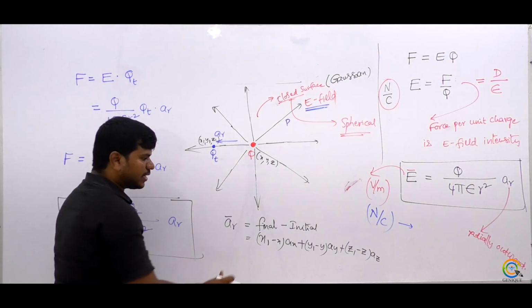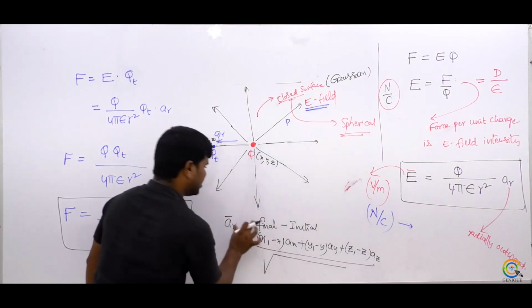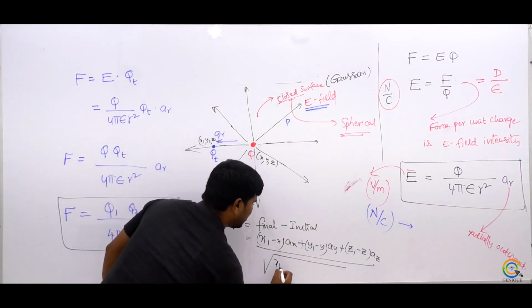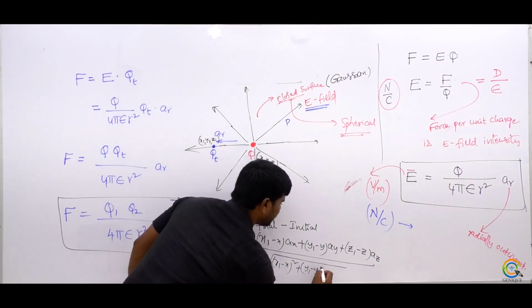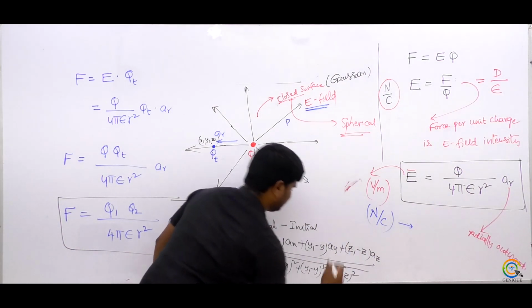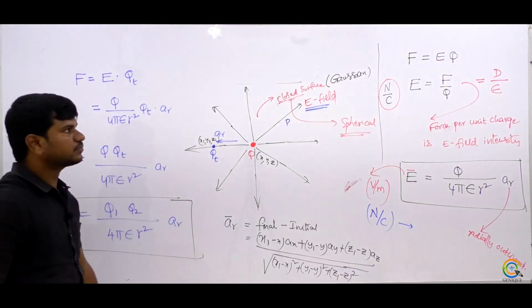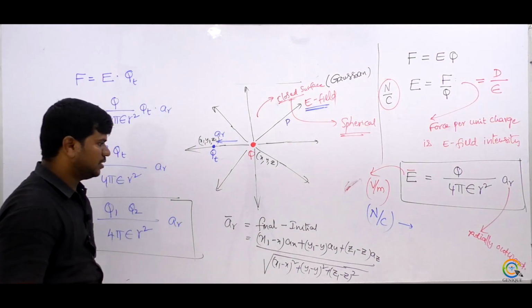But what is the unit vector? I have to divide this by the magnitude of this. What is the magnitude of this vector? Square root of (x1 minus x) whole square plus (y1 minus y) whole square plus (z1 minus z) whole square. Understand? So this is the radial vector.